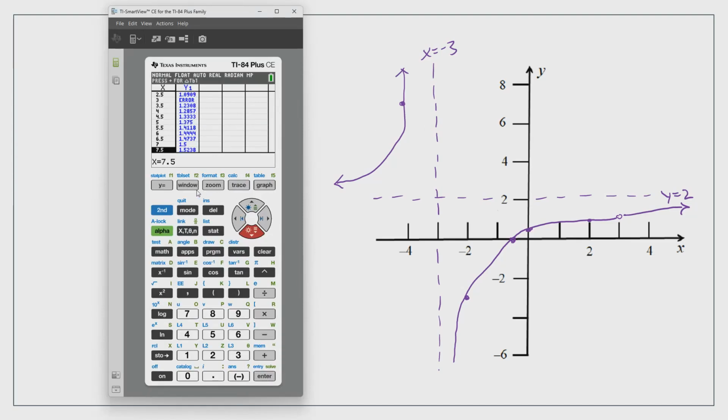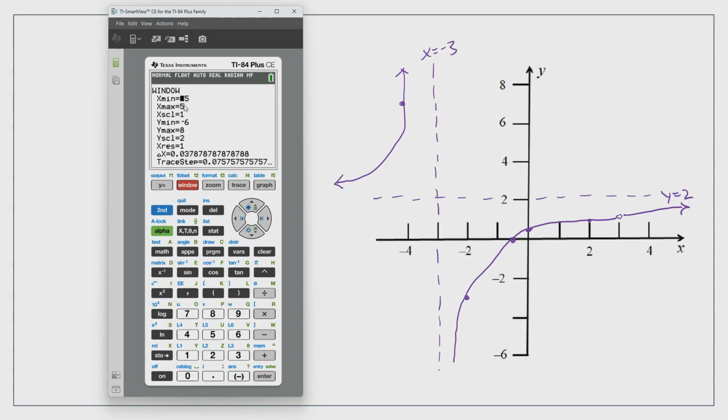Okay, let's make sure our windows match. So our x min, okay, we did to -5, max 5, scale goes by 1. Y min is -6, max is 8, and it's going by 2. Great. Let's press graph. Ooh, yay! I see it. Great. All right, so our calculator here does not represent our hole. All right, but we know that there is a hole at that point because of our common factor. Great.